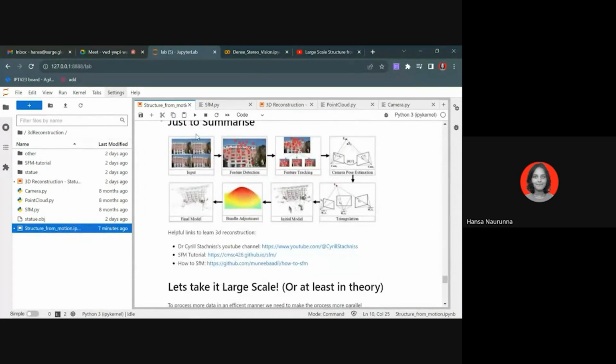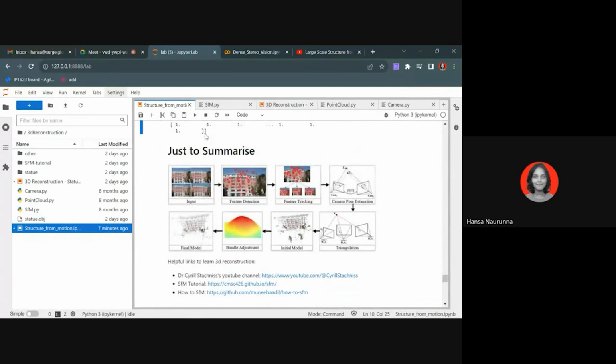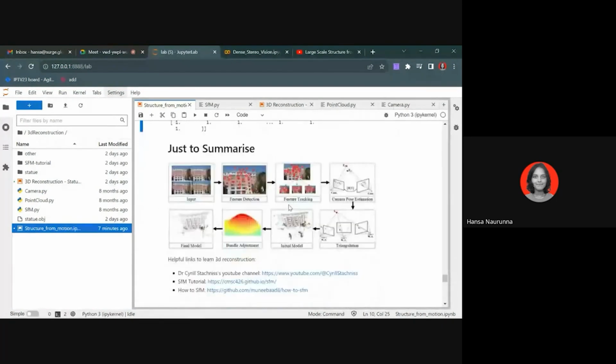Okay, and just to summarize, we have the input images, we do the feature detection, and then we can find the features between these images and compute the camera pose. And then from this camera pose, we can do the triangulation to figure out where each and every point is out in the world. And from that, we can get this initial model over here.